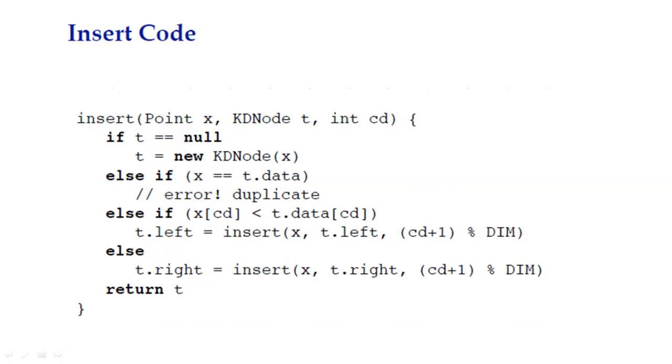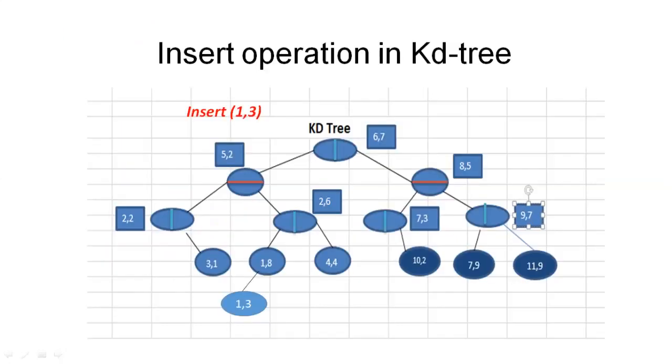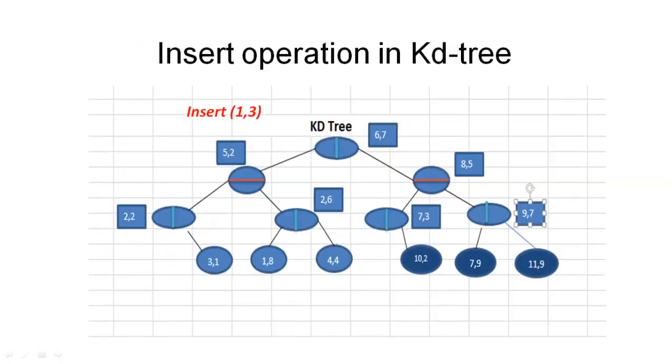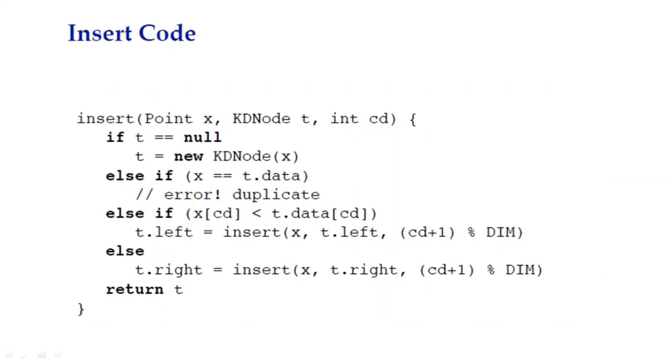This T represents the current node, CD represents the cut dimension. Now if T is equal to null, meaning the current node is null, like here when we reach this part, that is to the left of 1 8, when the current pointer becomes null, what we do is we simply create a new node. Like here we have created a new node, and then we return the node.